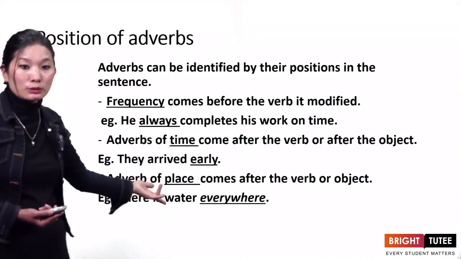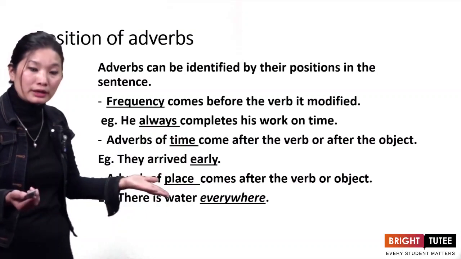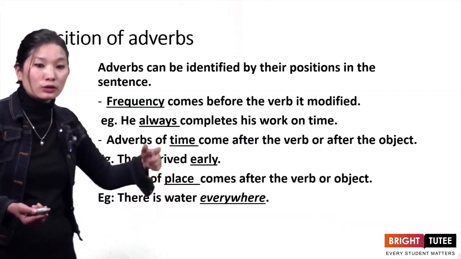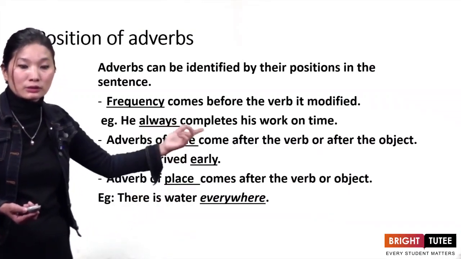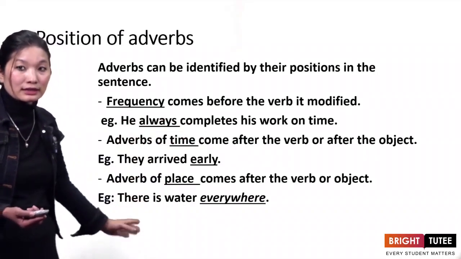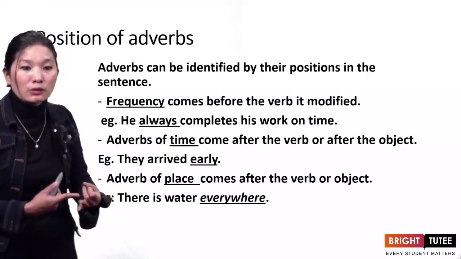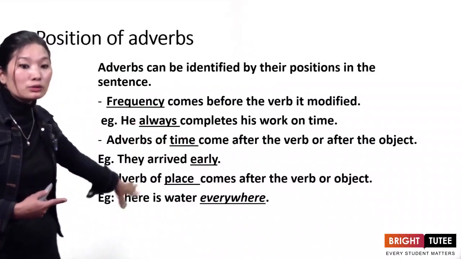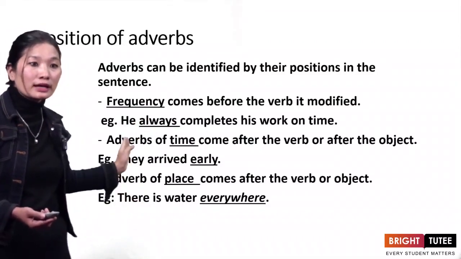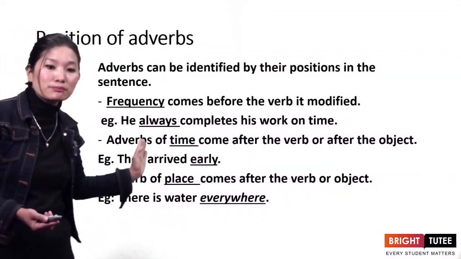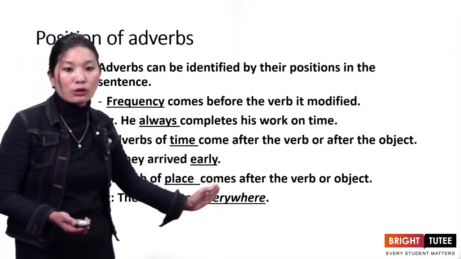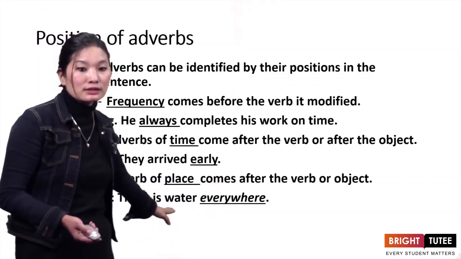There is water everywhere. Where is the water? Everywhere. It will not give you places like Kohima, Mon, Tuensang, Kiphire, Zunheboto. It will not give you places like that. It will be everywhere, around, outside, inside. All those come under adverbs. So an adverb of place will always be placed after the object or after the verb. And water is the object here.